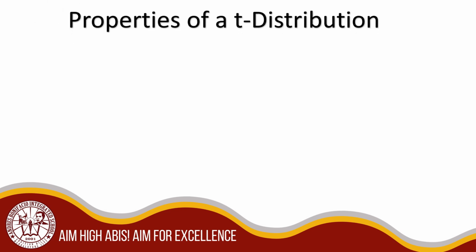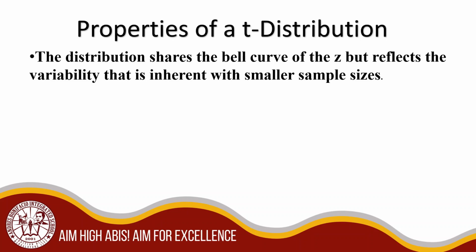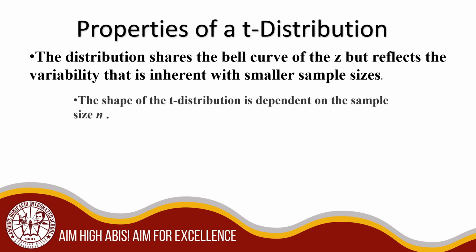Now let's have the properties of a t-distribution. First, the distribution shares the bell curve of the z but reflects the variability that is inherent with smaller sample sizes. So, ibig sabihin nito, ang t-distribution ay meron ding bell-shaped curve na katulad ng sa z-distribution. Pero yung sa t-distribution, the curve is inherent with smaller sample sizes.